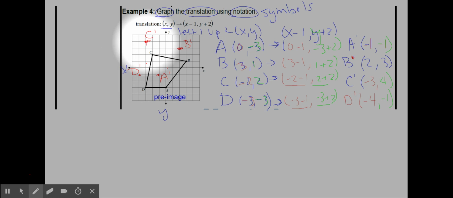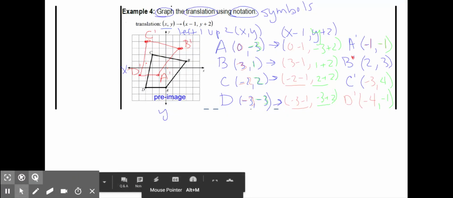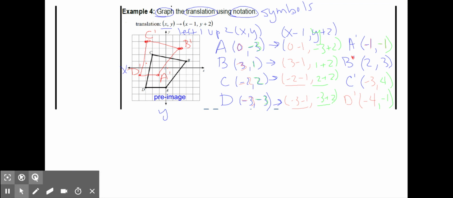And if we connect our vertices, we see that we have a rigid motion. We have a rigid motion, meaning the shape has not grown or shrunk, and it's just slid along the coordinate plane. Okay.